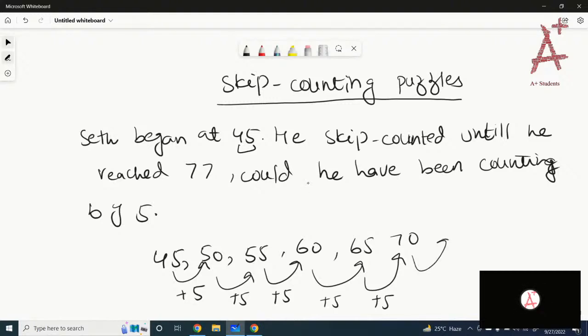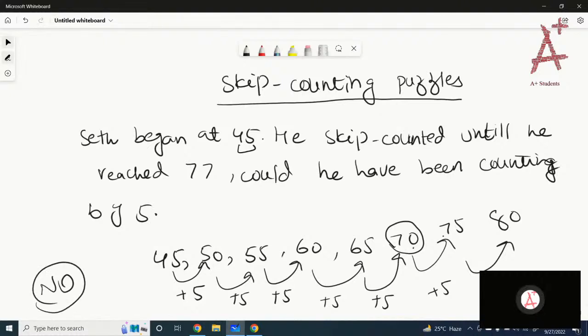Then 70 plus 5 is 75, and 75 plus 5 is 80. Okay, look, we are counting by 5. We don't have 77 here. After 70 you have 75, and after 75 you have 80. That means Seth could not have been counting by fives, because when counting by fives, he doesn't have 77. Got it? That means no, he is not counting by fives. You can note down these examples, they are very important. Okay, let's start with the other one.